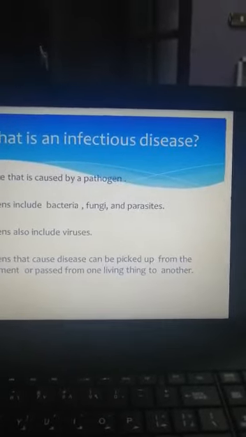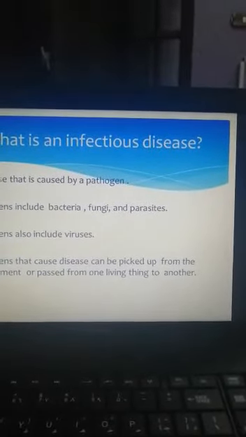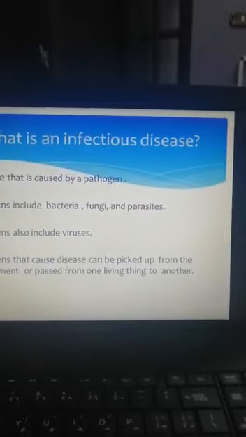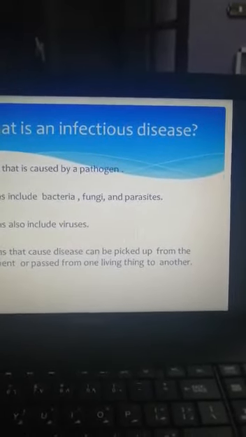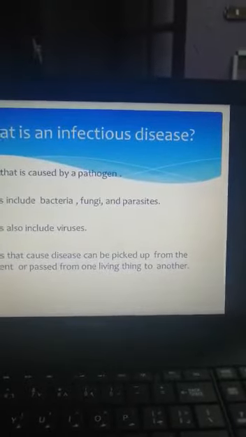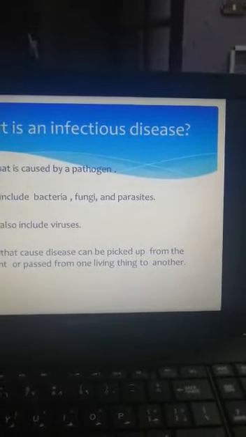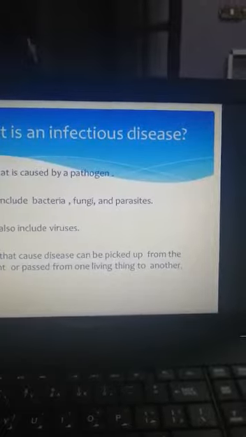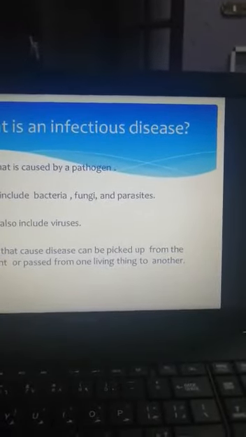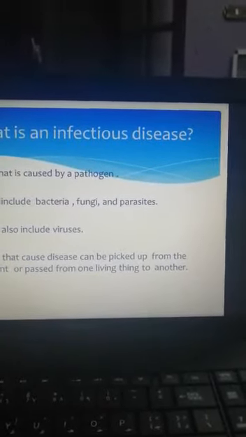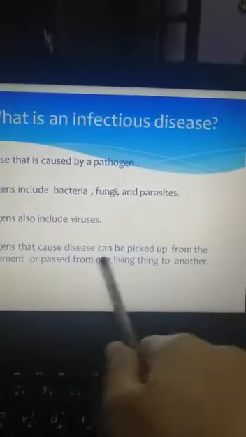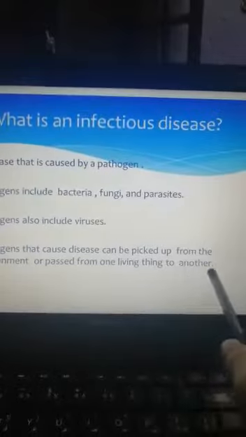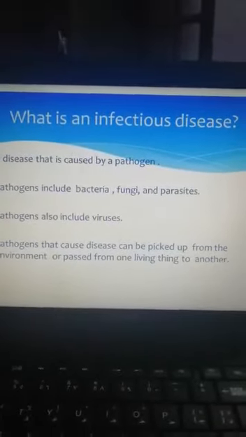Pathogens include what? Include bacteria, fungi, and parasites, and it also includes viruses. Pathogens that cause disease can be picked up from the environment or passed from one living thing to another. Okay?